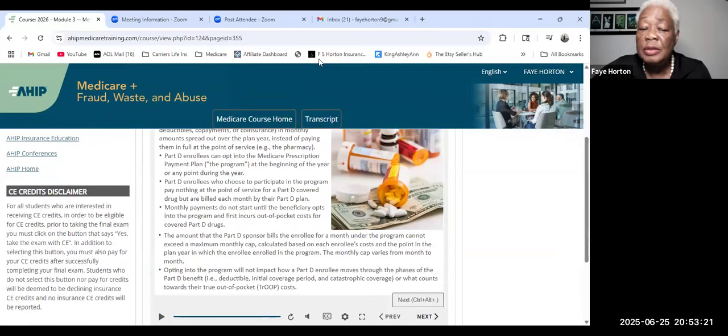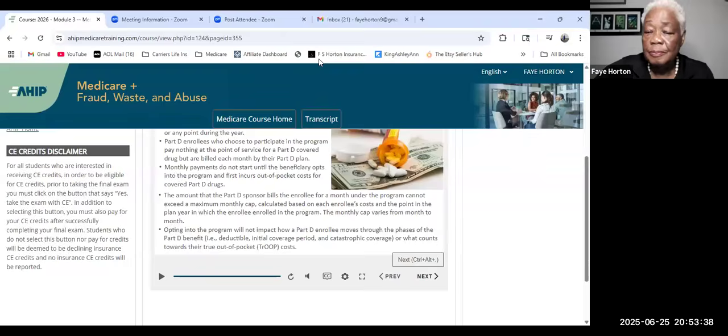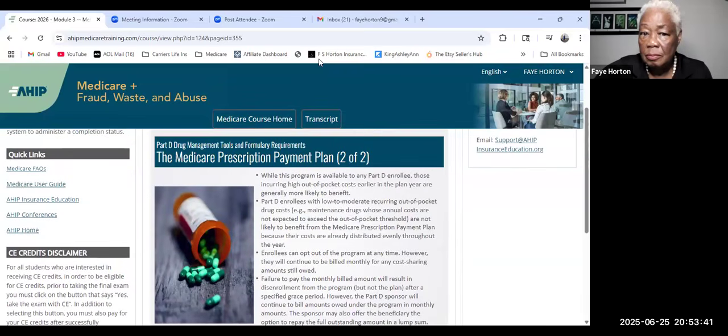Opting into the program will not affect how a Part D enrollee moves through the phases of the Part D benefit, that is the deductible, the initial coverage period, and the catastrophic coverage, or what counts towards their true out-of-pocket costs. While this program is available to any Part D enrollee, those incurring high out-of-pocket costs earlier in the plan year are generally more likely to benefit.